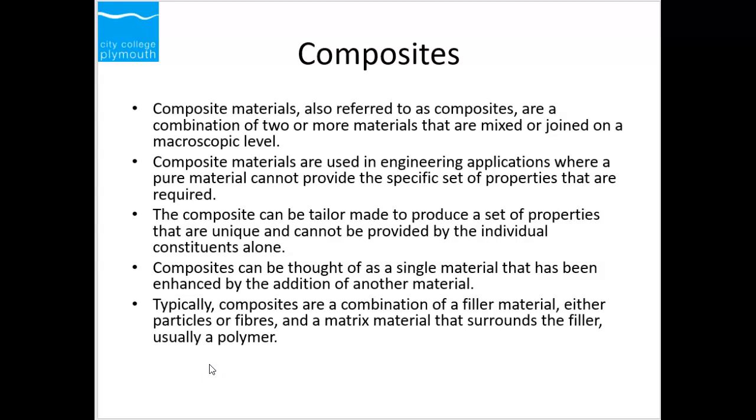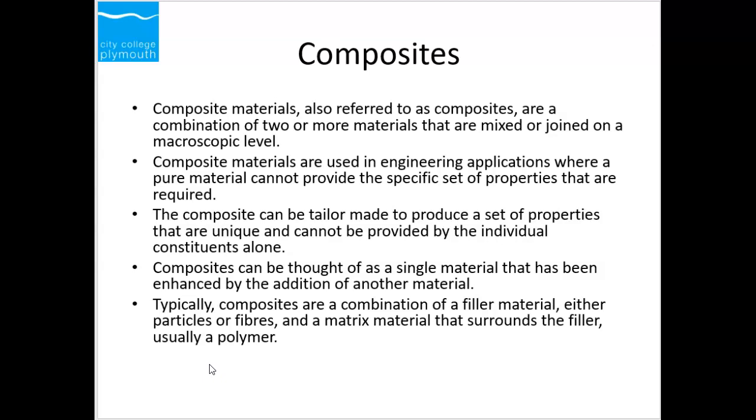Composite materials are used in engineering where a pure material cannot provide a certain set of properties. Composite materials can be tailored, so you can modify the properties and you can get the best properties of the individual constituents. A composite can be thought of as a single material that has been enhanced by adding another material.